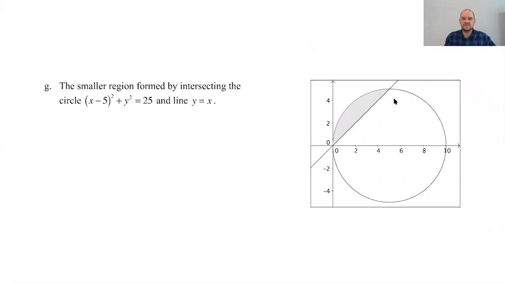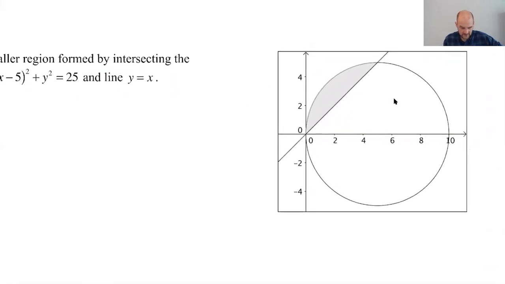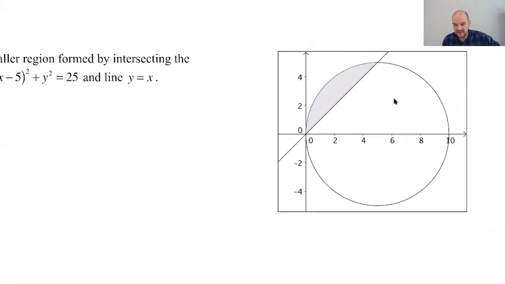All right, so let's see. The smaller region formed by intersecting the circle and the line. This one you might actually use polar on. You might not, but you might. You could do the triangle, right? Do a quarter of the circle minus the triangle, and that should give you the answer. That's not what we're here for. We're here to do polar.